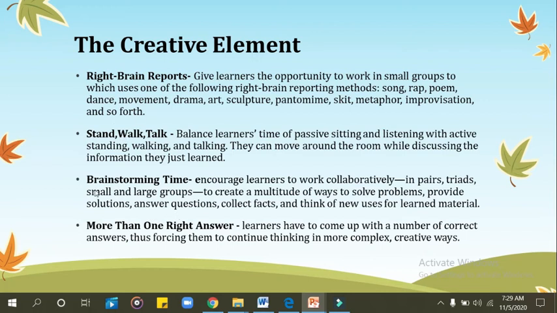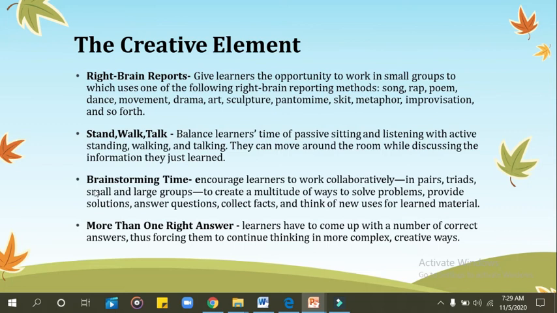Third, we have brainstorming time. Whenever possible, encourage learners to work collaboratively in pairs, triads, small and large groups to create multitudes of ways to solve problems, provide solutions, answers, collect facts, and think of new uses for learned materials. Brainstorming, by definition, means that all answers are accepted for the time being so that the creative process isn't stifled by prematurely judging an idea as unworkable.